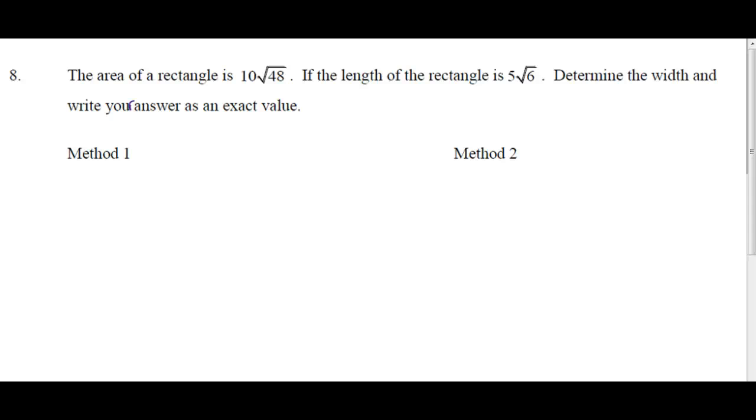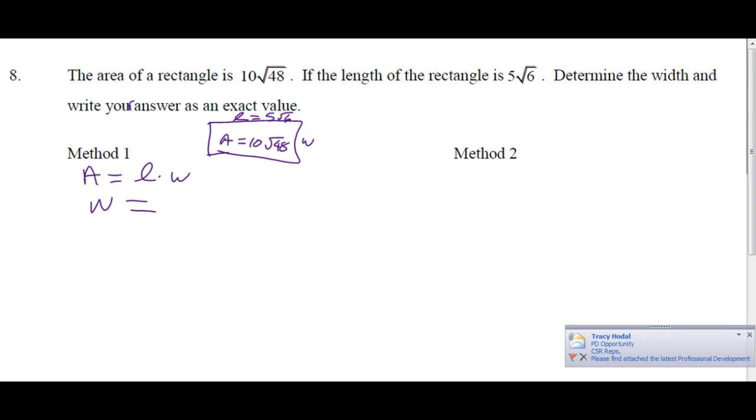Okay, method 1, what would we do? Well, basically we've done the 2 methods for everything, right? So what do we know about area? Area is length times width. If I wanted to draw this, I could write this is 10 root 48, and the length L is equal to 5 root 6, and there's W. So now I could fill in, right? Or I could rearrange. What are we trying to solve for? The width. So let's rewrite this. So it says W equals.